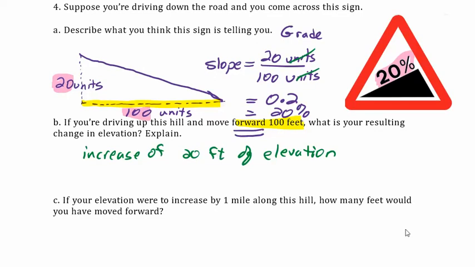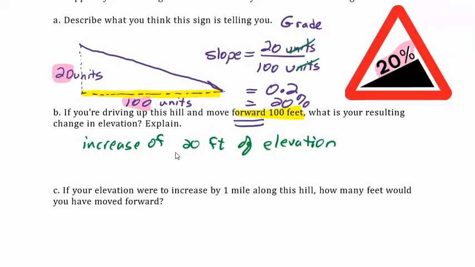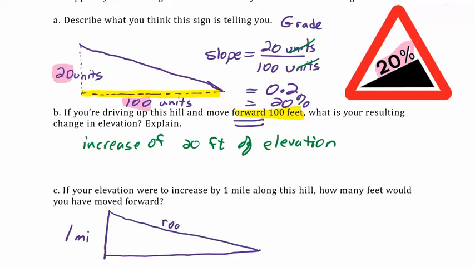All right, part C, if your elevation were to increase by a mile along this hill, now we're going to go to miles, how many feet would you have moved forward? Okay, let's draw a picture of that. If your elevation would have increased by a mile. Okay, so 1 mile. How many feet would you have moved forward? So we're trying to find that distance there. And this is the road. If you want to pause the video and think about this one, go ahead and do that.